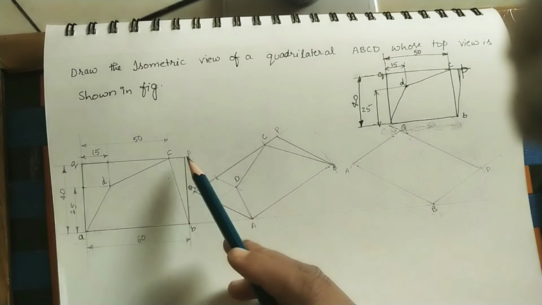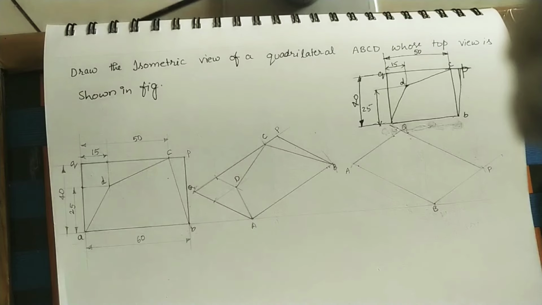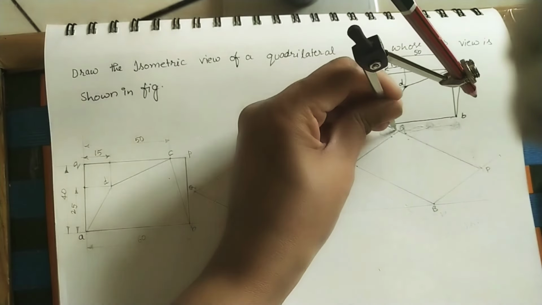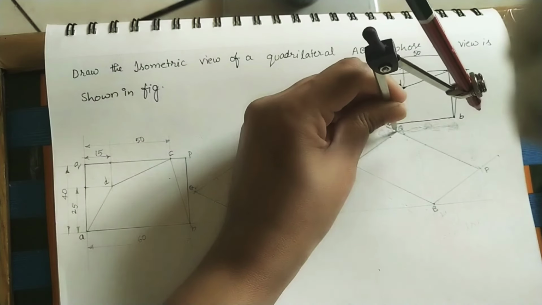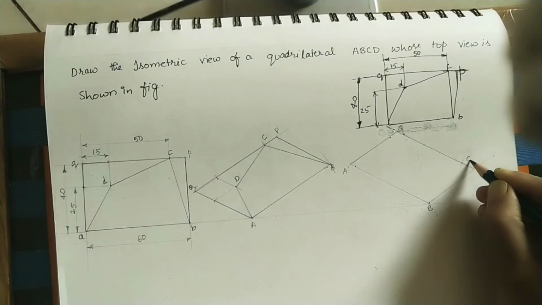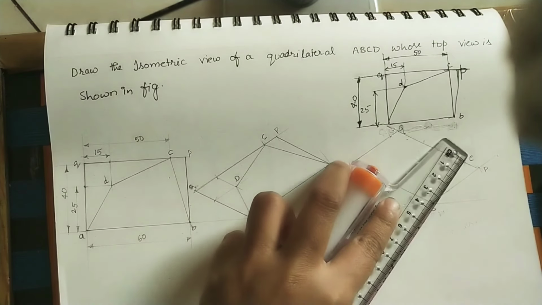So on it mark C point. C is from Q, it is 50 mm. By using compass, take this 50 mm, Q as center. Just mark one arc here. This is the C point. Join C and B with the help of scale.